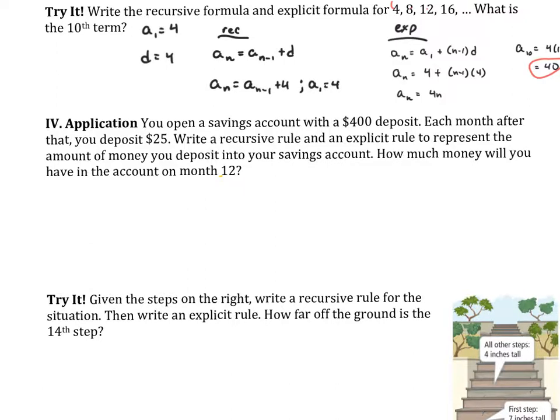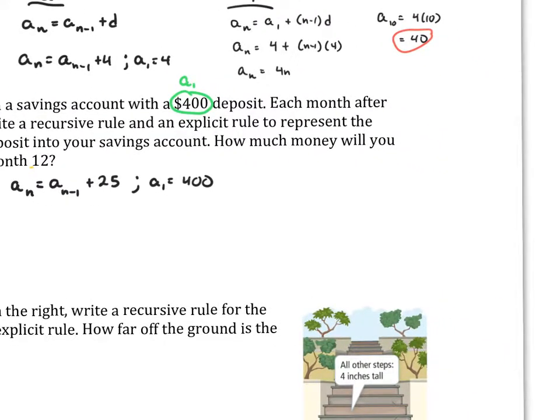All right, a couple things to notice. This is where I start. So there's my a_1. This is my common difference because that's how much I'm adding every month. So what do I do with that? Well, a_1 is 400 and d is 25. So recursively, a_n is equal to a_(n-1) plus 25. And where do I start? a_1 is 400. Okay, now what about my other one? So a_n is equal to a_1 plus (n minus 1) times d.